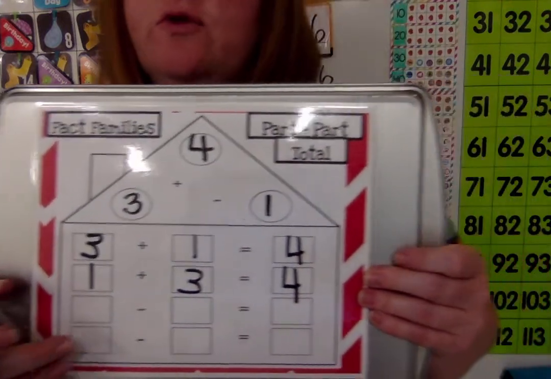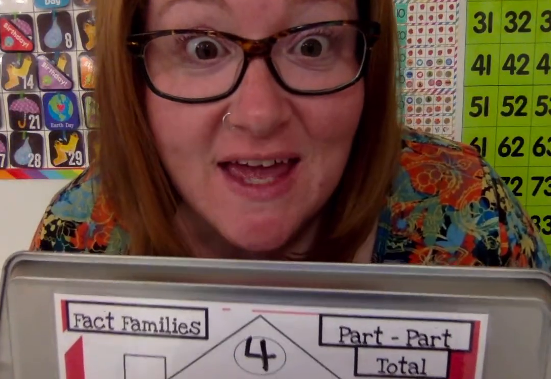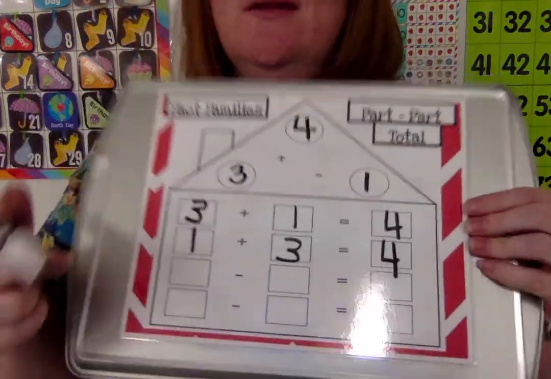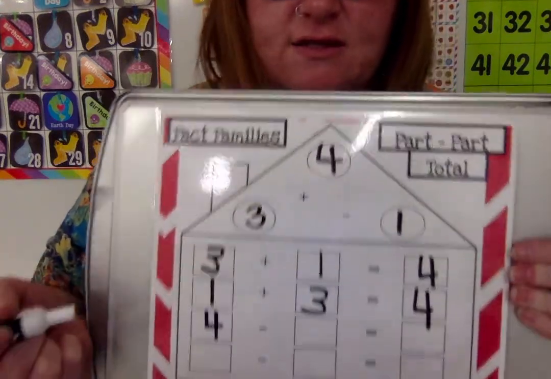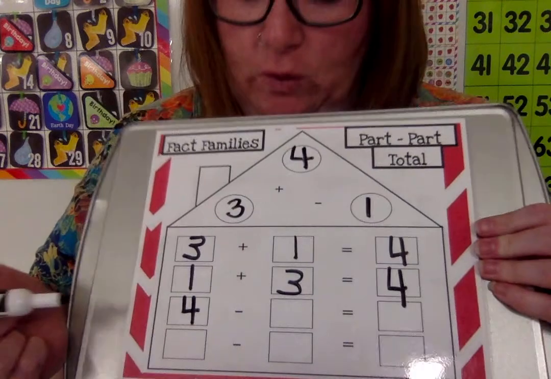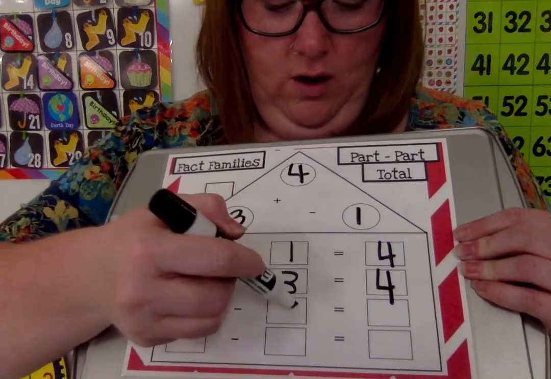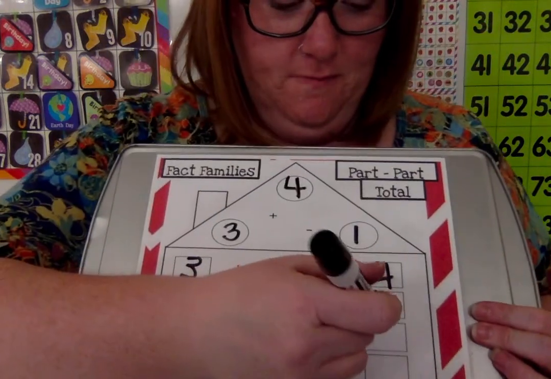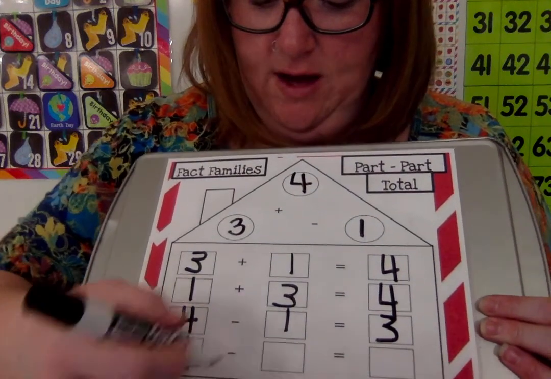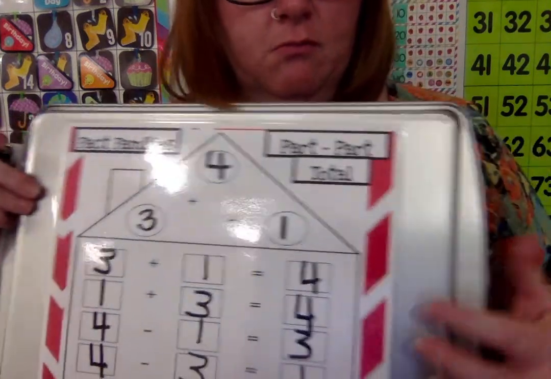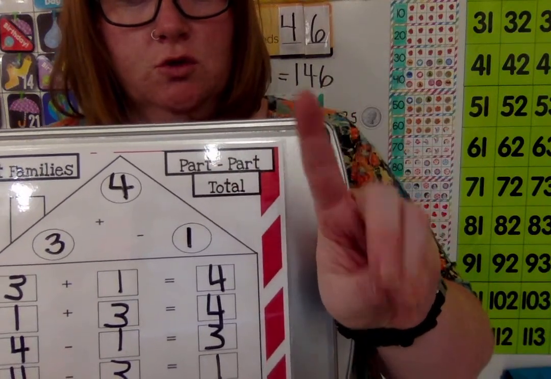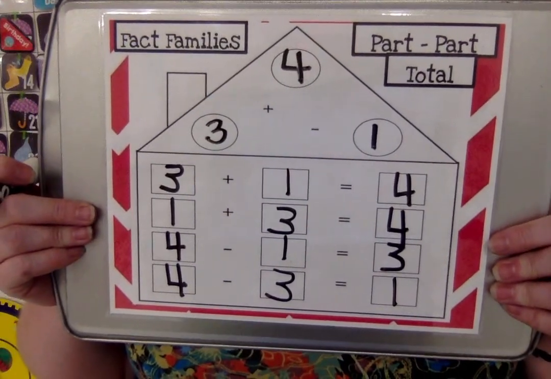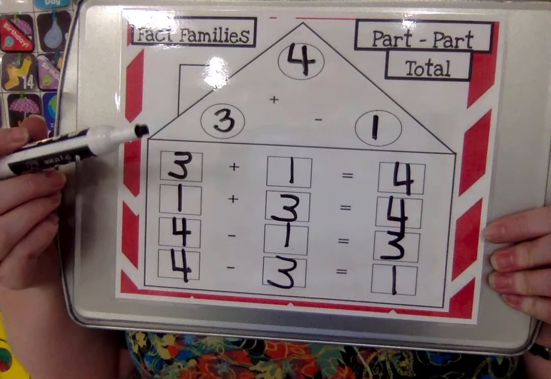Now that takeaway, what do we have to remember? Takeaway, start with our total. Takeaway, total. We need our total first. 4 take away 1 should equal 3. Woohoo! So then 4 take away 3 should equal 1. We did it! We made a fact family for 1, 3, and 4. Or 3, 1, and 4.